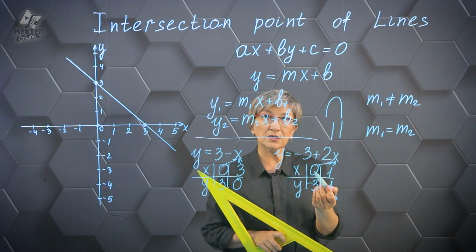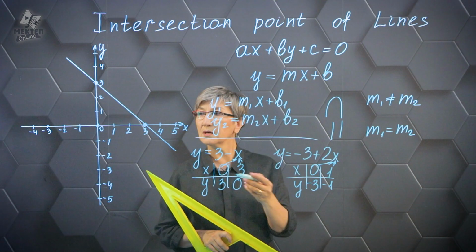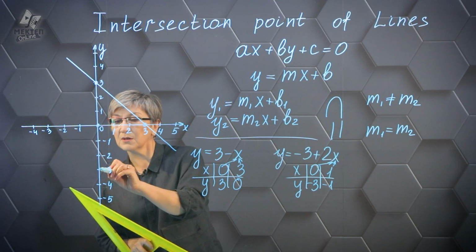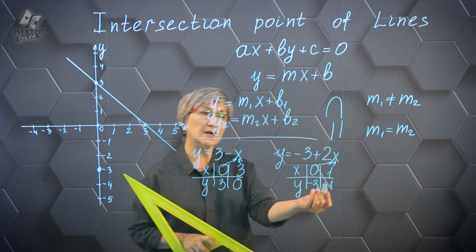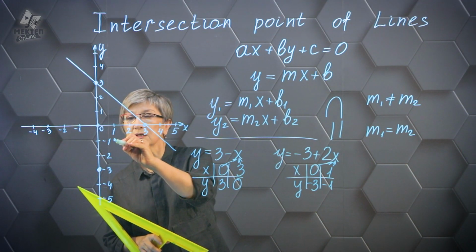Now let's mark these points on the coordinate plane. The first point is 0 and minus 3. And the second point is 1 and minus 1. 1 and minus 1 is this point.